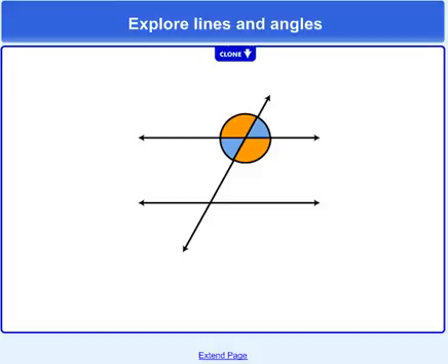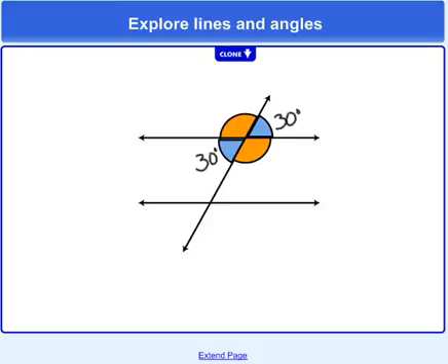So here what I'm going to show you is that these blue angles right here are actually going to be congruent. When I say congruent, you're going to hear that word a lot. That actually means equal. They're the same. So let's say the blue one is 30 degrees, well then this other blue angle is going to be 30 degrees.